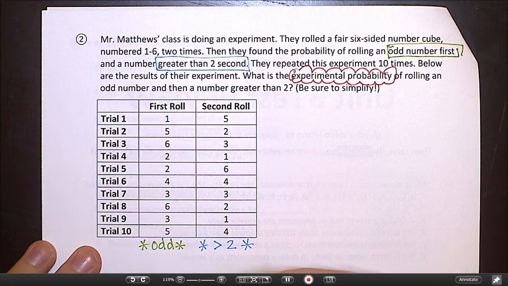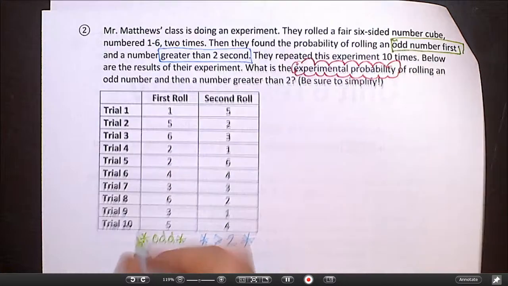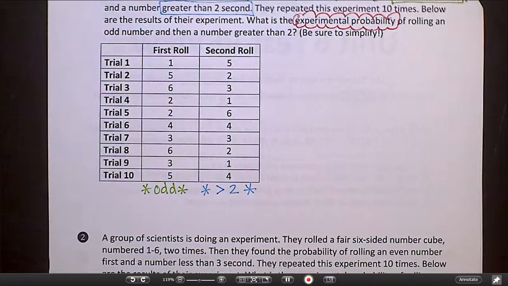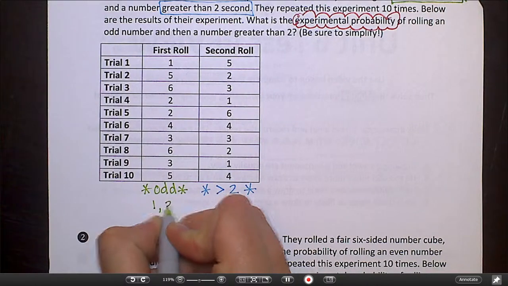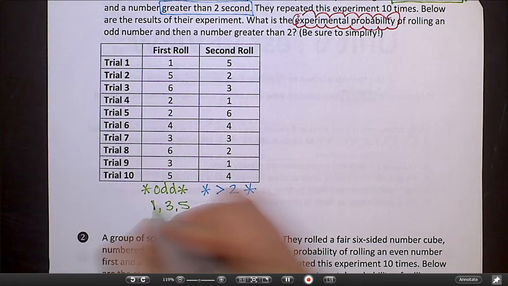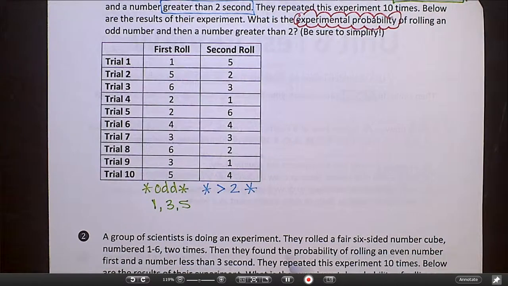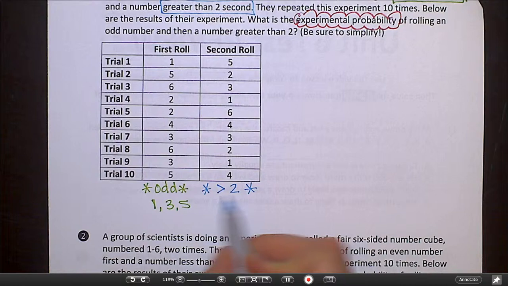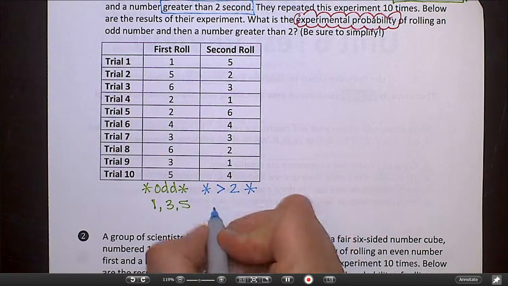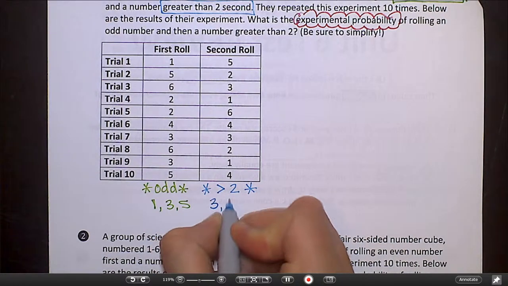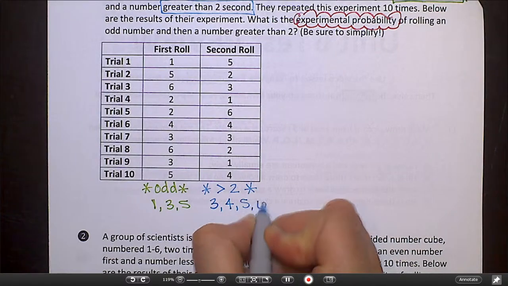So I want an odd number first. Let's go ahead and write out what those numbers would be. That would be 1, 3, and 5. And then I want a number greater than 2. That does not include the number 2 because it says greater than, not greater than or equal to. So I want 3, 4, 5, and 6.